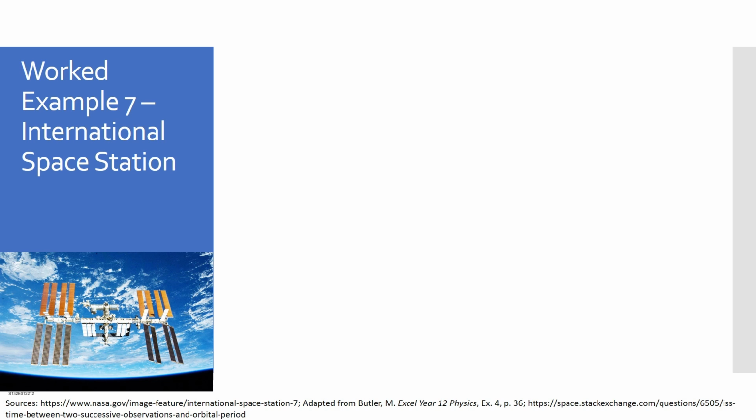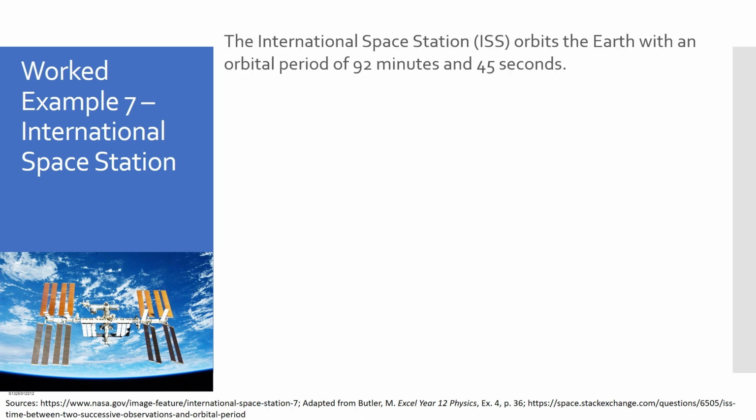Well, what about the International Space Station? If you go out tonight after sunset, for the first 2 hours or so, you might be able to see satellites moving across the night sky. And one of them might be the International Space Station. Go out tonight and see if you can try and see it. Here's a question. The International Space Station orbits the Earth with an orbital period of 92 minutes and 45 seconds. By the way, that's very fast. Just over an hour and a half to go around the whole Earth.